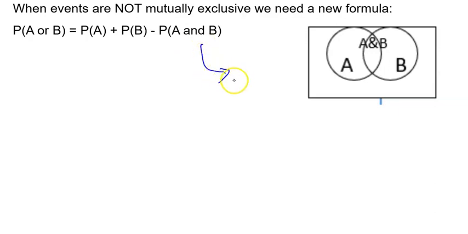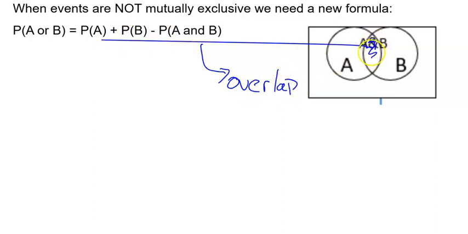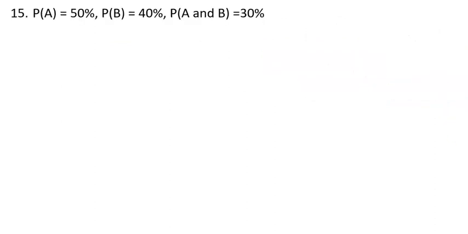This is what we call our overlap. It's where they both happen at the same time. That's right there, that much right there. Okay? That's the A and B part.